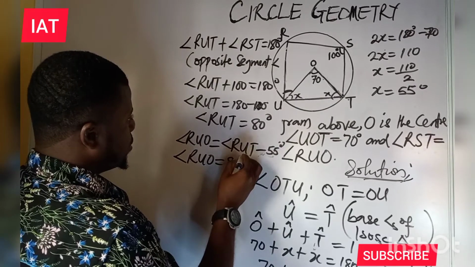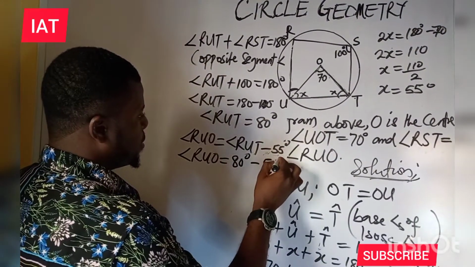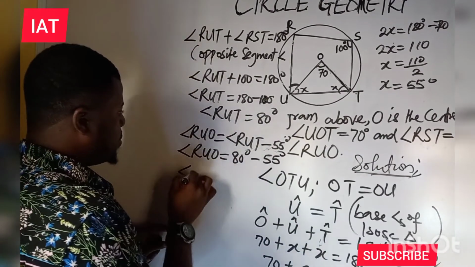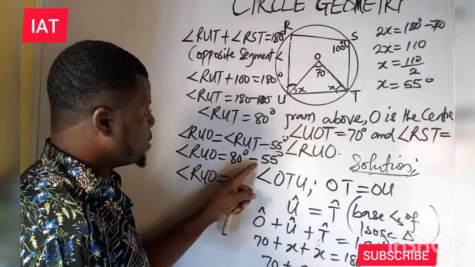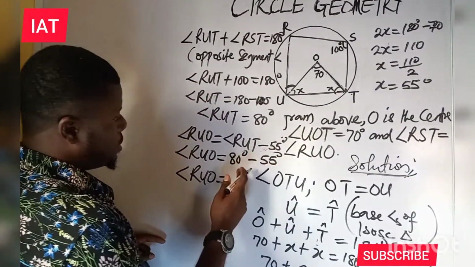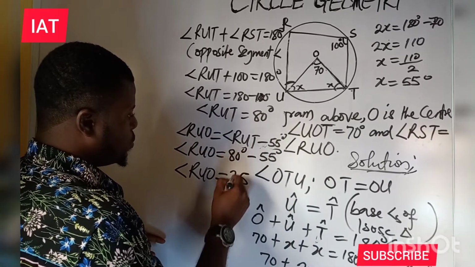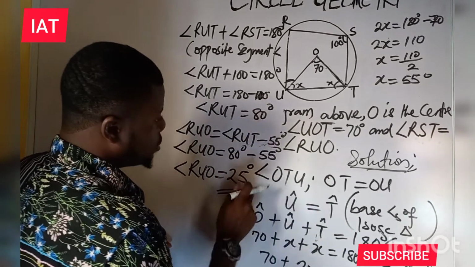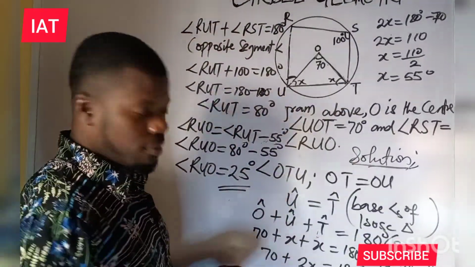minus this angle is 55 degrees. By the time you work on this, you see that 80 minus 55 is 25 degrees. So that is the solution to this, and this is a WAEC problem. Thank you very much.